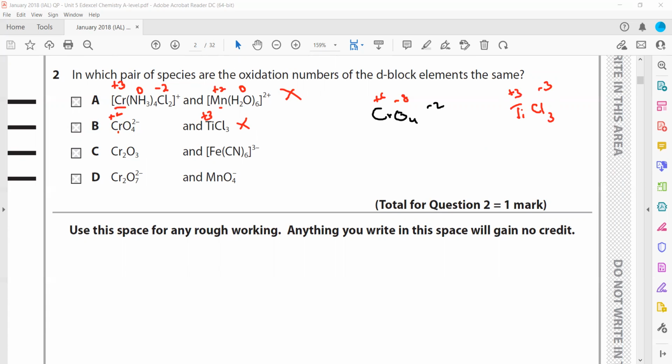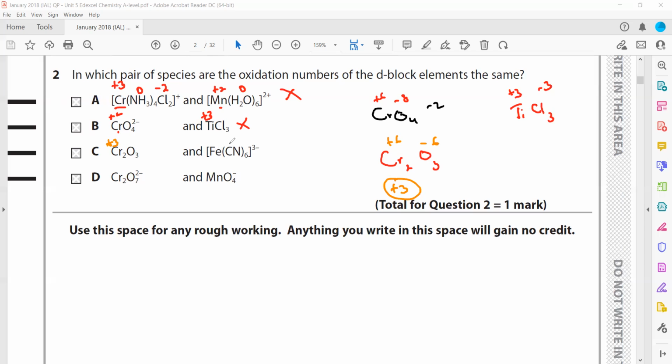Then we check option C, chromium 3 oxide. The overall molecule does not have any charge, so the net oxidation number should be 0. One oxygen is -2, so 3 oxygen will be -6. So the two chromium together are +6, and for each individual chromium, that is +3. Because 2 are +6, so 1 will be +3.